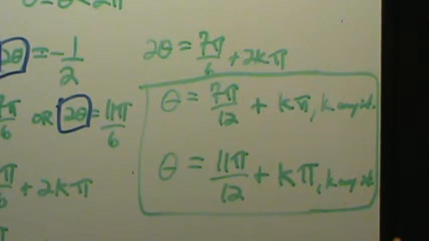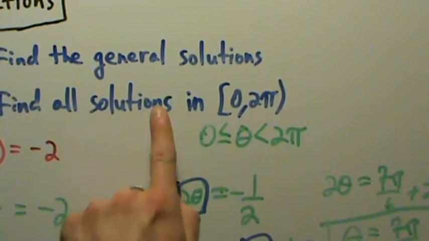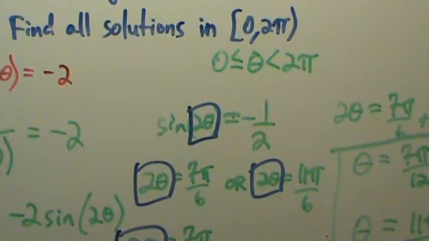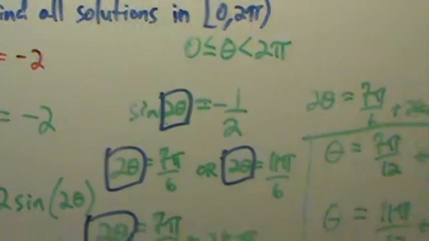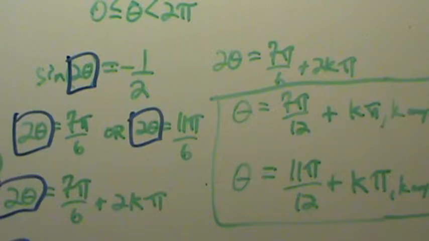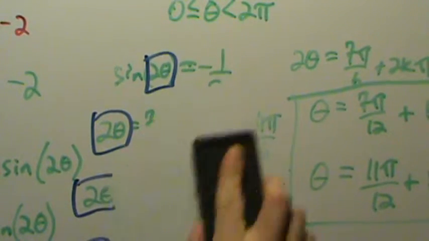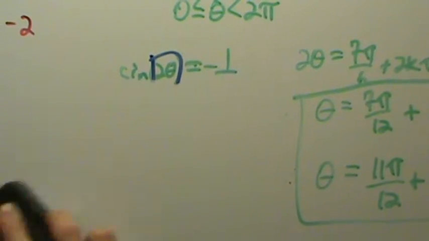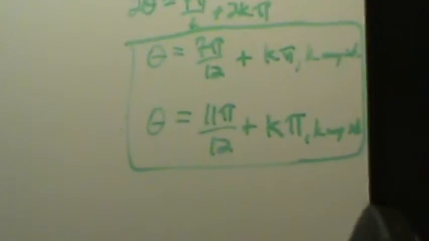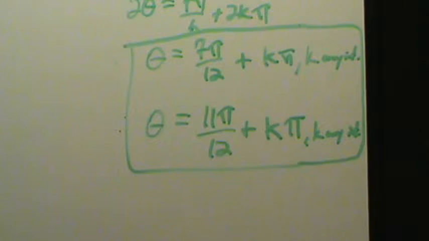All right, now part B, find all the solutions in this interval 0 to 2 pi. So we're going to do exactly what we did in the previous video. We're going to set up a little chart here. But before that, we want to get a common denominator just to make it a little bit easier. So let's clear some room here. Okay, so what's our common denominator? Well, it's just going to be 12, right?